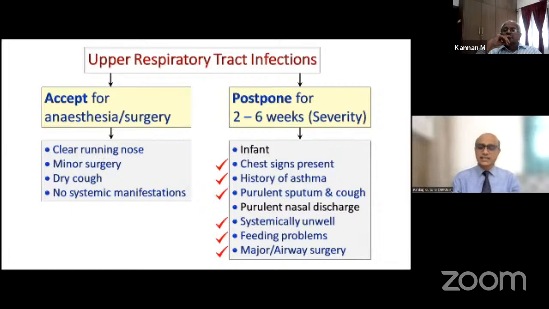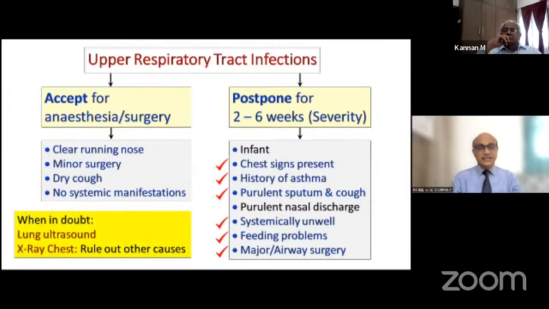to postpone the child. But when in doubt, when you really cannot make a decision, it's better to do a lung ultrasound. At times, it can pick up collections in the pleural cavity. At times it can also give you dynamic or static bronchograms. And if you are not competent enough to do a lung ultrasound, then of course an X-ray chest would be advisable.